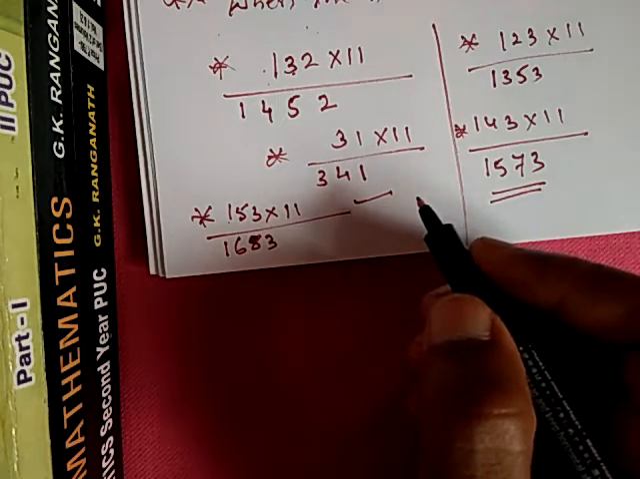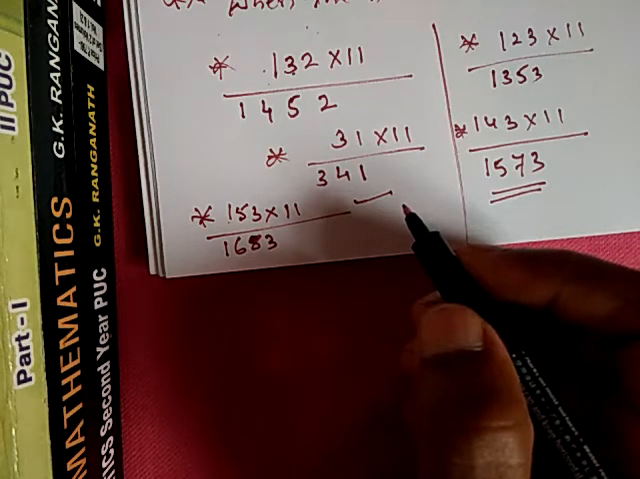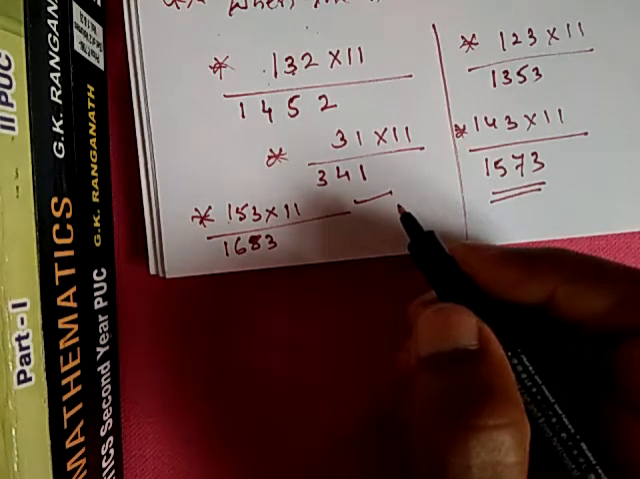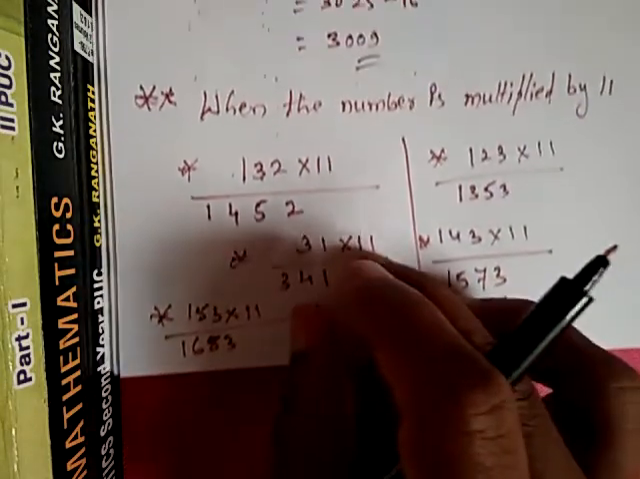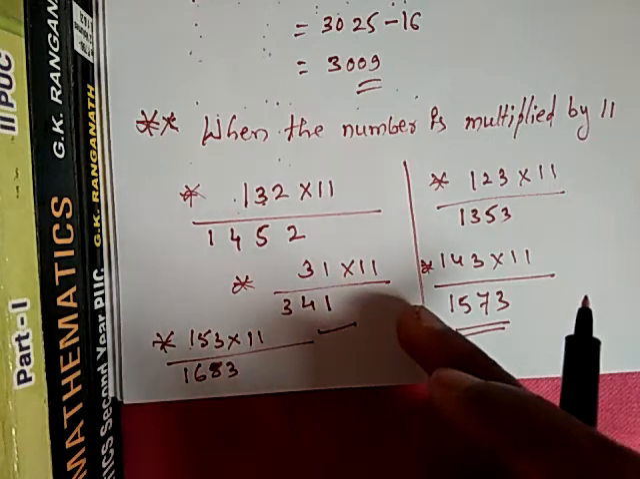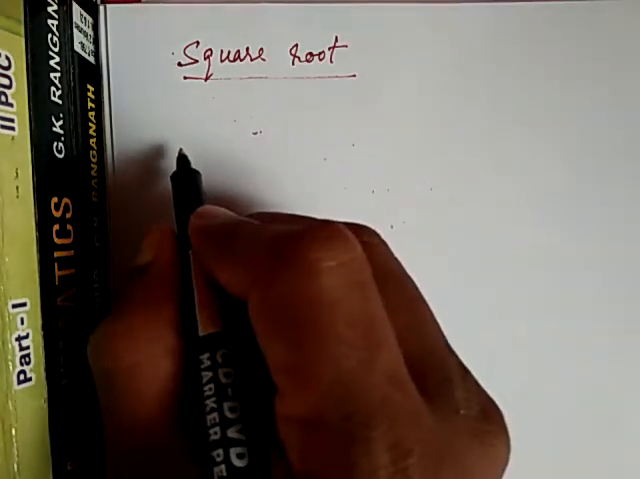So my dear, listen, I love numbers, I teach numbers. This is how we have to solve the multiplication. When the number is given and it is multiplied by 11, we have to solve like this. Next we will see square root. A few examples I will take.